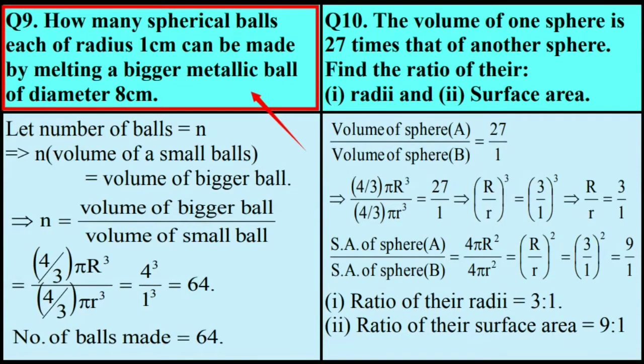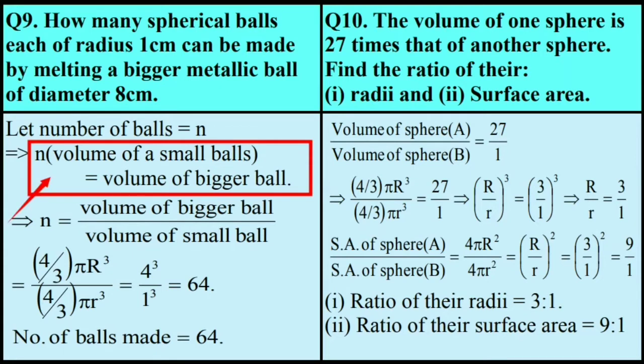Question number 9. The question says, how many spherical balls, each of radius 1 centimeter, can be made by melting a bigger metallic ball of diameter 8 centimeter? The meaning of the question is, there is a big metallic solid sphere of diameter 8 centimeter. This sphere is melted and recast into small spheres of radius 1 centimeter. The question is, how many small spherical balls will be generated?